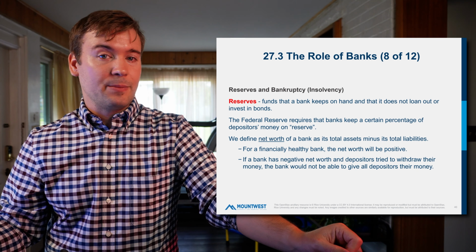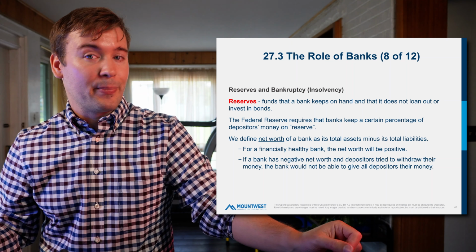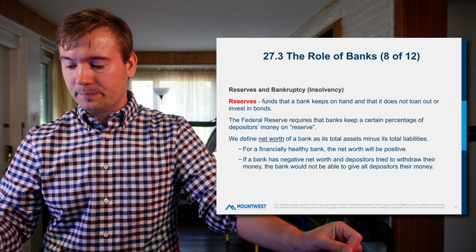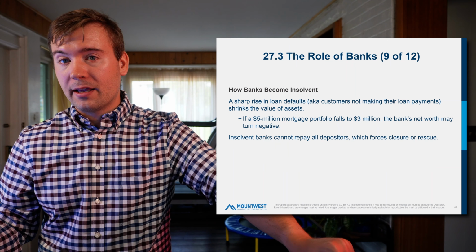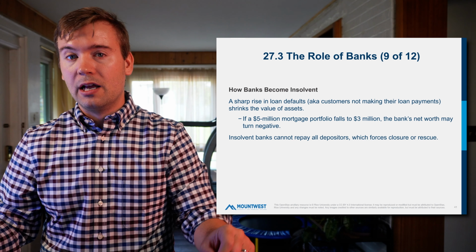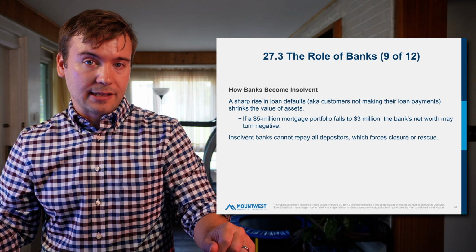In that condition, where a bank has a negative net worth, is what we refer to as a bankruptcy or insolvency. So, how does a bank become insolvent and face bankruptcy? The common cause is a sharp and unexpected rise in loan defaults. While banks always account for some level of defaults in their planning, a significant increase, particularly during an economic recession, can shrink the value of their loan assets dramatically.